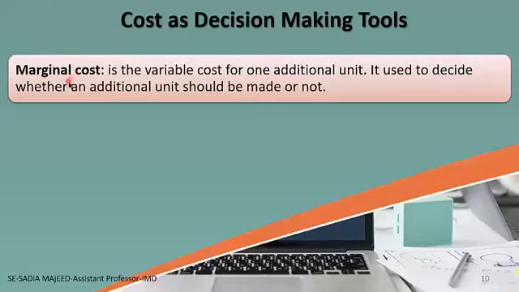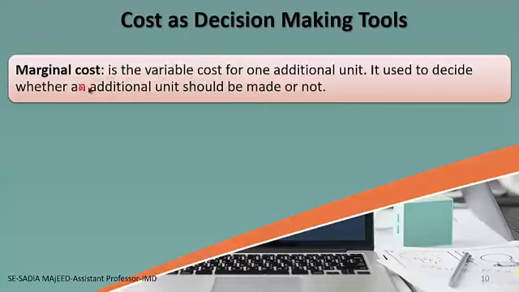And why do we need to calculate the marginal cost? We need to calculate the marginal cost in order to decide whether an additional unit should be made or not. For example, there is an increase in the demand for your product in a market. What you have to do, you have to increase the supply. We have already discussed in the last class. In order to increase the supply, you have to increase the production of that product. Now, if you increase the production, definitely your cost of production also increases.